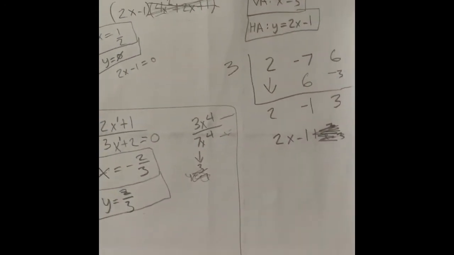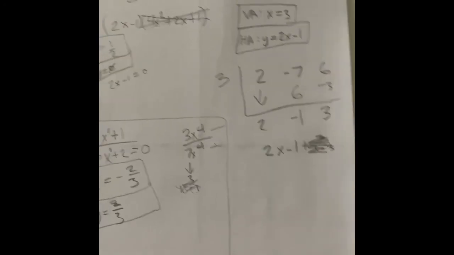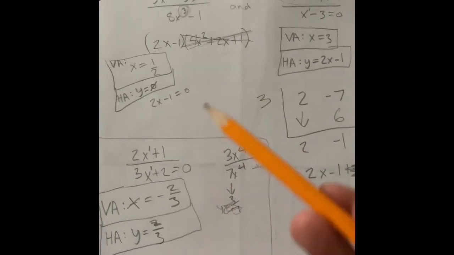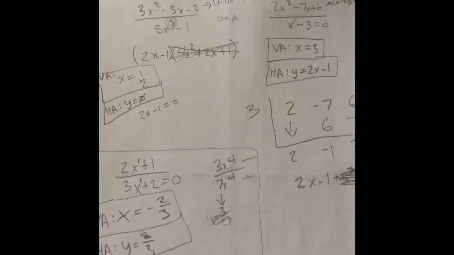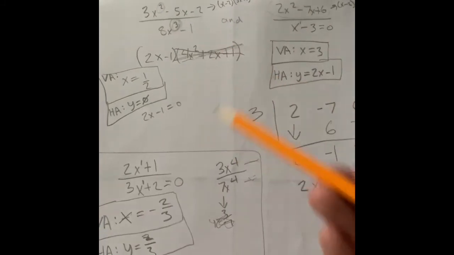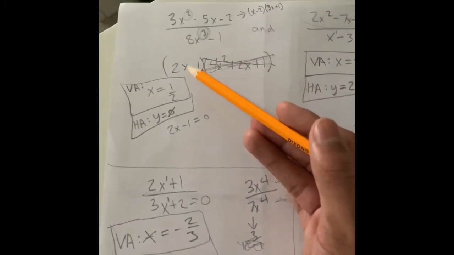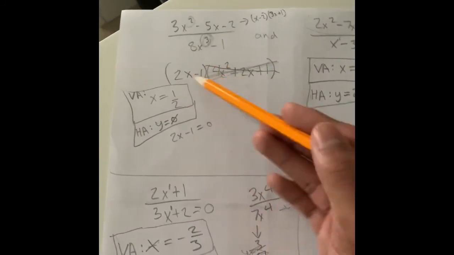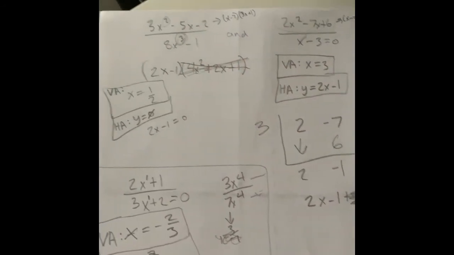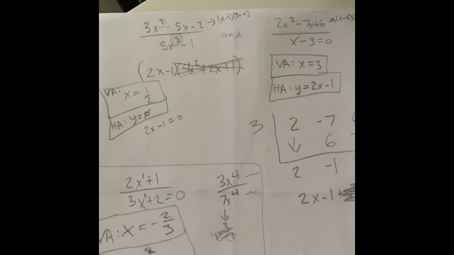Make sure to watch out for holes. There weren't any in these, but yeah, there's 3 cases. For vertical asymptotes, you just set the bottom equal to 0, and then you see what makes any one of those 0. Like in this case, if you plug in 1/2 here, that equals 0, and 0 times this is going to equal 0, and then you can't have anything divisible by 0.